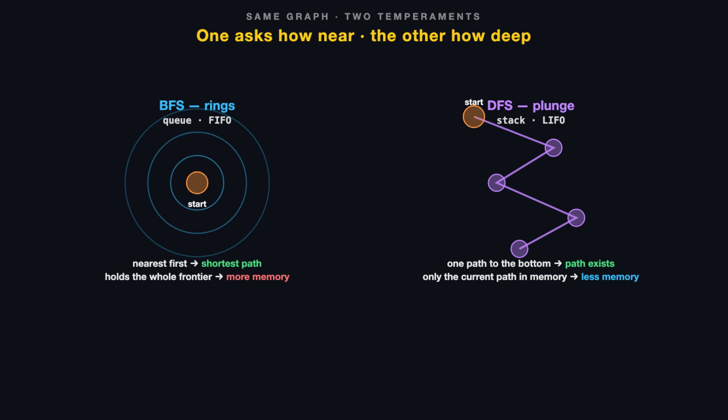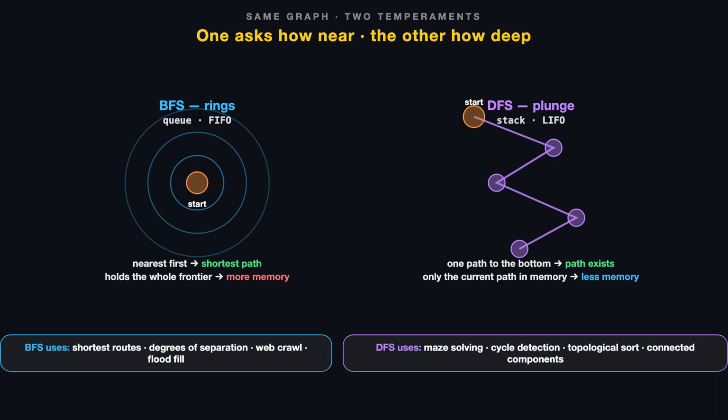Depth first plunges. It uses a stack, or plain recursion, and races to the bottom of one path before trying the next. Its memory is only as deep as the current path, which is usually far smaller. But it does not find shortest paths, it finds a path. That difference decides what each is for.